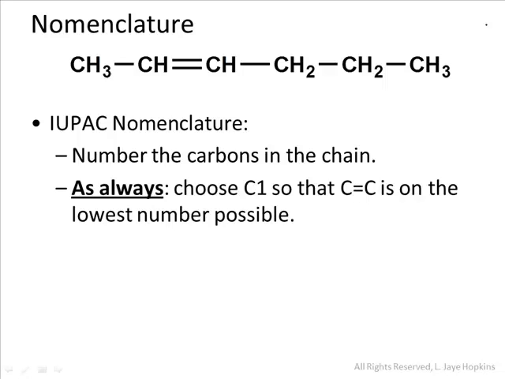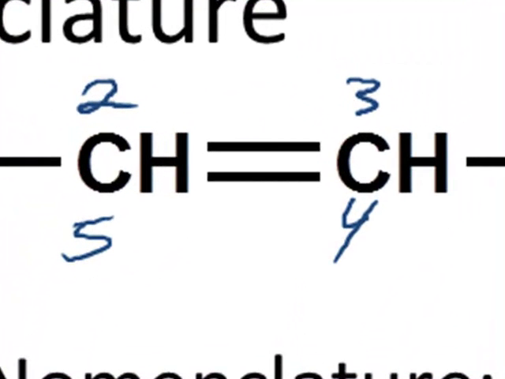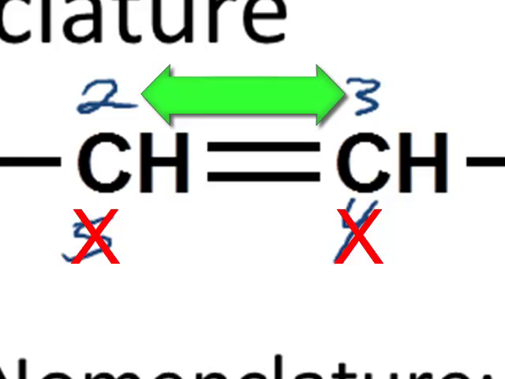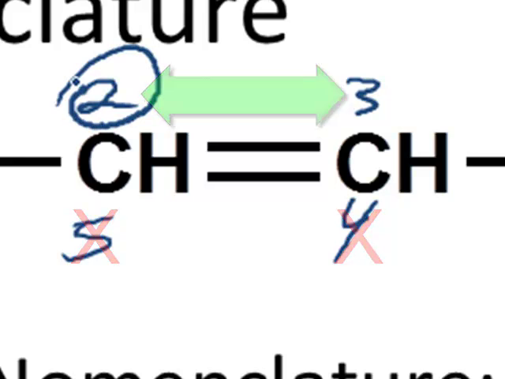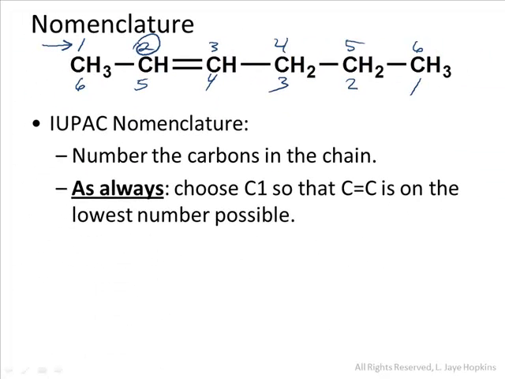So I have two choices. One is to number from the left, 1, 2, 3, 4, 5, 6. The other is to number from the right, 1, 2, 3, 4, 5, 6. Notice that the top option, numbering from the left, gives me a lower position for the double bond. The double bond is located between the second and the third carbon, and by IUPAC rules, we always use the number that indicates where the double bond starts. So in this case, we'll simply designate carbon number 2. That's going to indicate that the double bond is between the second and the third carbon.